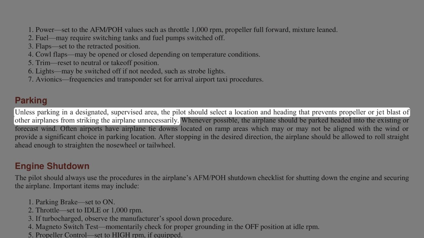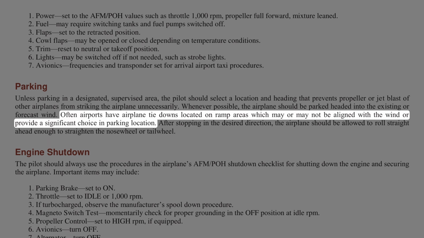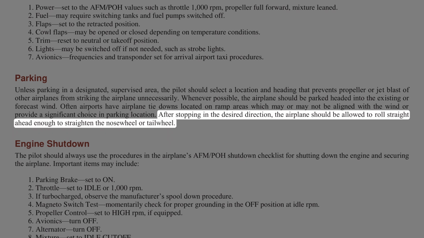Parking. Unless parking in a designated, supervised area, the pilot should select a location and heading that prevents propeller or jet blast of other airplanes from striking the airplane unnecessarily. Whenever possible, the airplane should be parked headed into the existing or forecast wind. Often airports have airplane tie-downs located on ramp areas which may or may not be aligned with the wind or provide a significant choice in parking location.